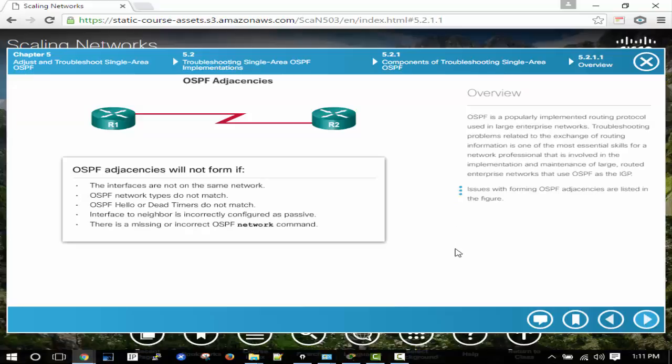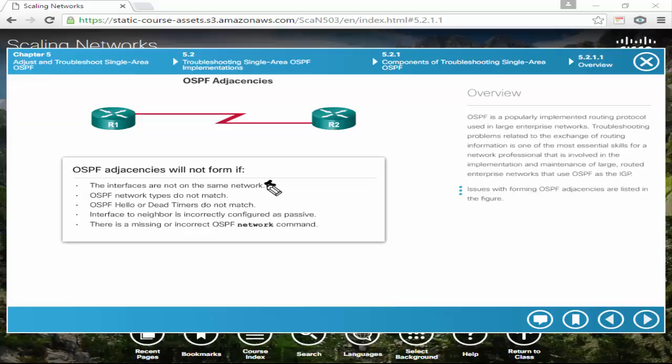So what causes adjacencies to form? Our interfaces have to be in the same network. Do you remember that? OSPF network types do not match. What does that mean? Network types. Actually, I'm not even sure what they mean by network types. I would think that would be like you're sending hellos on this side, but not this side. Like you have an enabled network, this network to form adjacencies, but you have this one. That must be what they mean there.